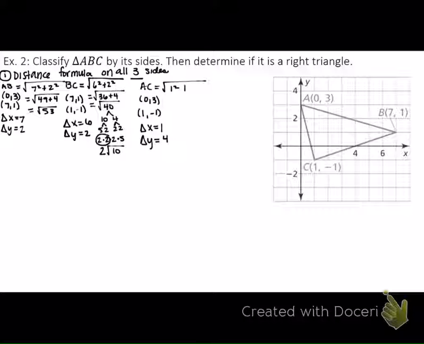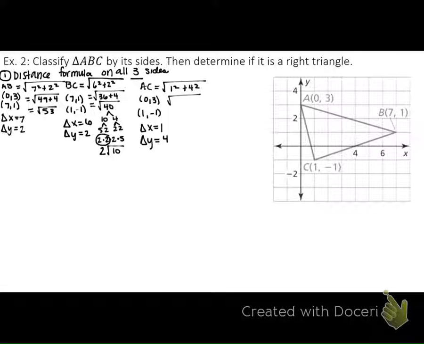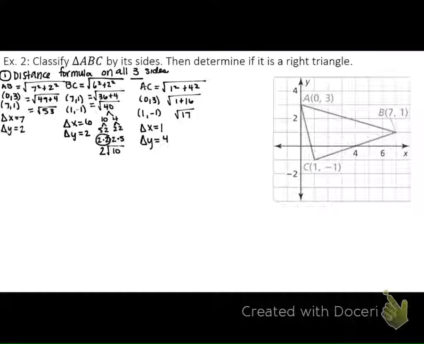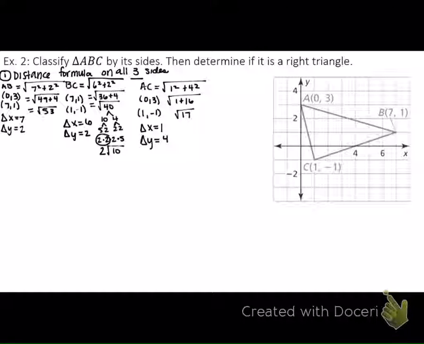So that's 1 squared plus 4 squared, which is 1 plus 16. We cannot simplify the square root of 17. Are any of the sides the same length? Ian, if no sides are the same length, what kind of triangle is it? This is a scalene.